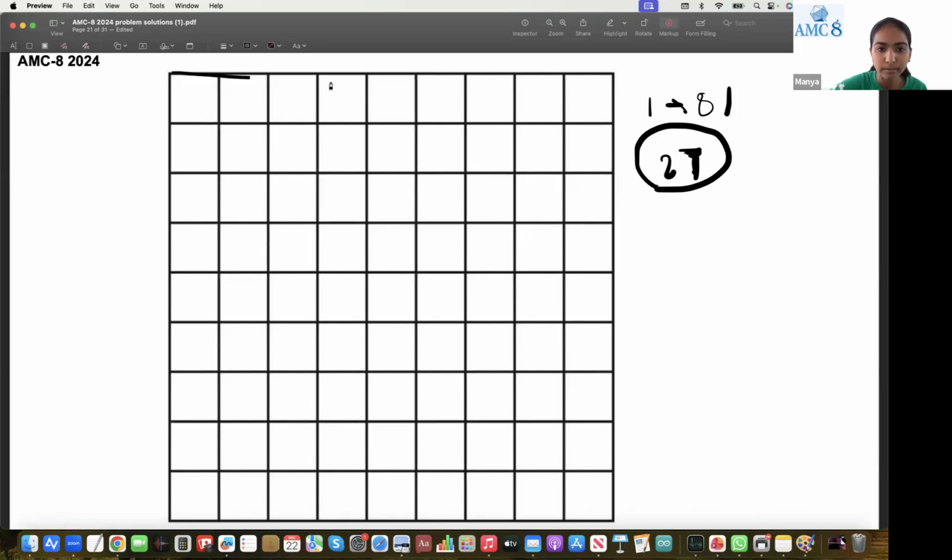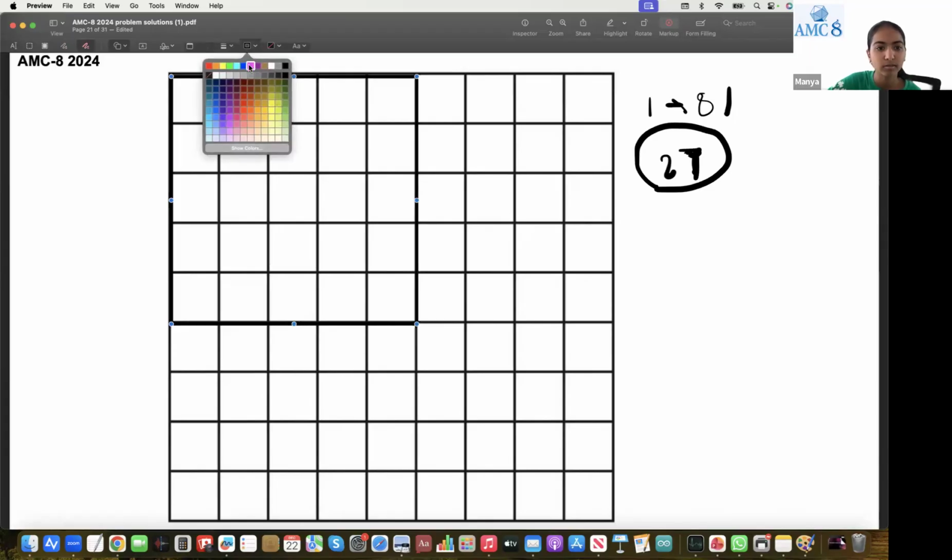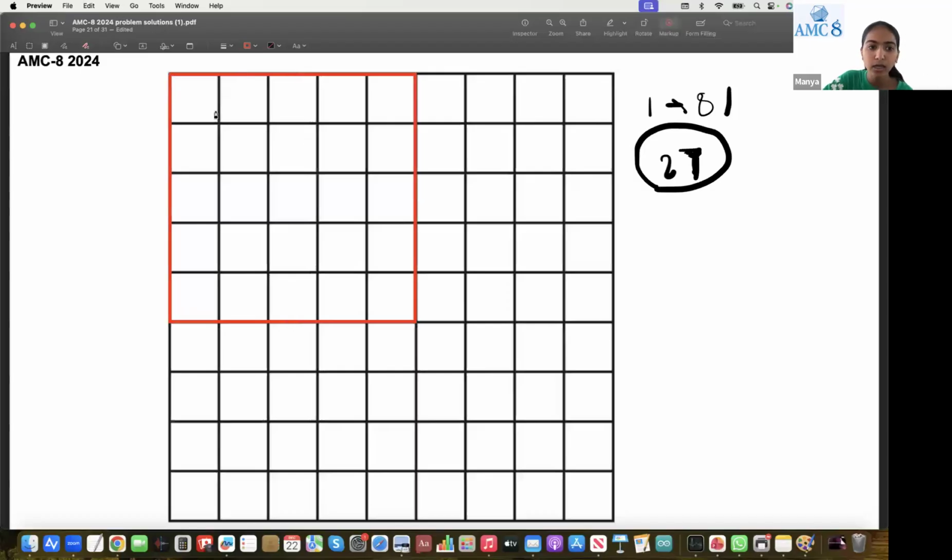So here, let me draw a proper square. It should look something like this, okay? So we have this square. I'm not sure if you can see it, so let me use this color right here, which might be better to see. And now we know that we still have 2 remaining, because if it's a 5 by 5 grid, then we'll have 25 squares. So 27 minus 25 is equal to 2. Okay, so we should have 2 remaining.